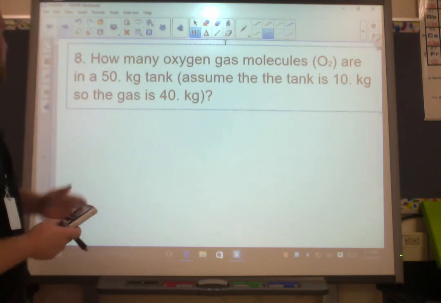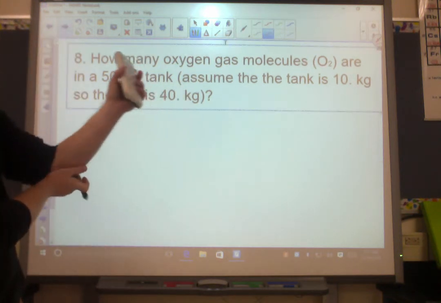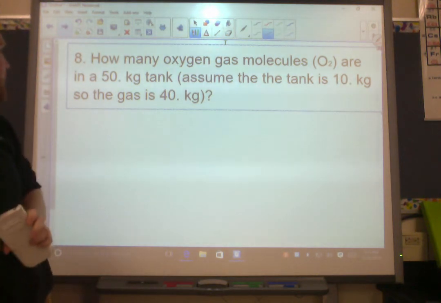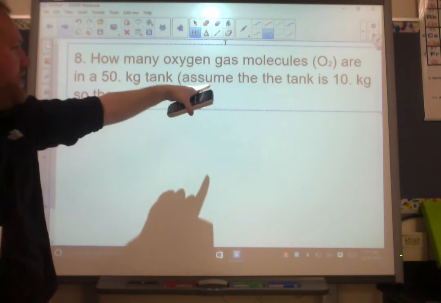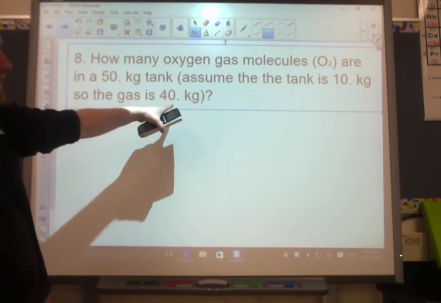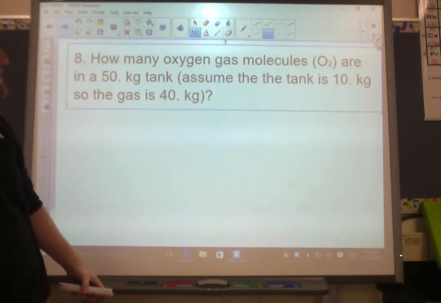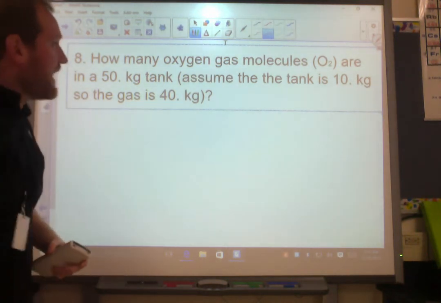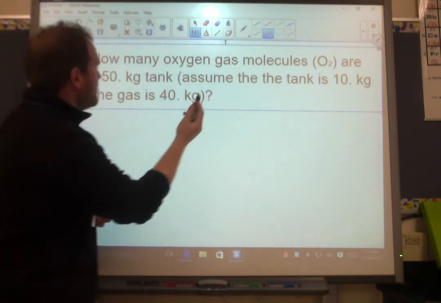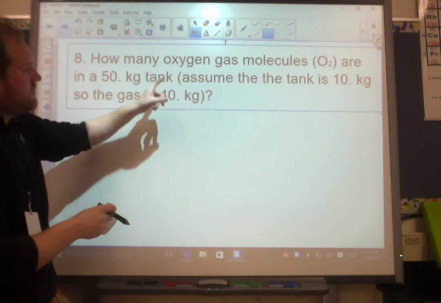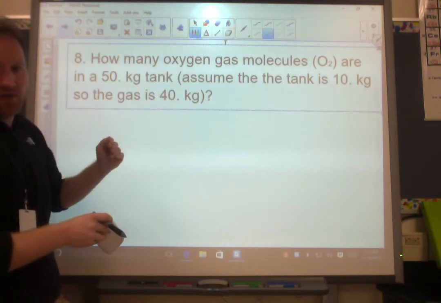Alright. Number 8. How many oxygen gas molecules, O2, are in a 50 kilogram tank? Assume the mass of the tank is 10 kilograms, so the gas is 40 kilograms. So basically we're saying how many gas molecules are in 40 kilograms of oxygen gas. Well, now we're going from grams to number of molecules, so we're going to have to use the middleman of moles.